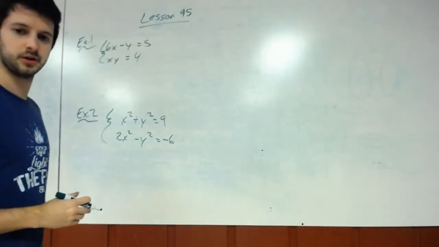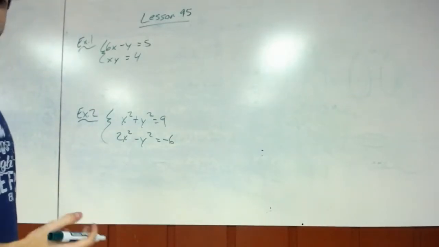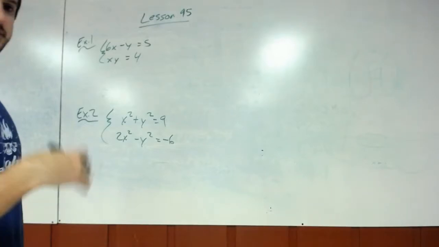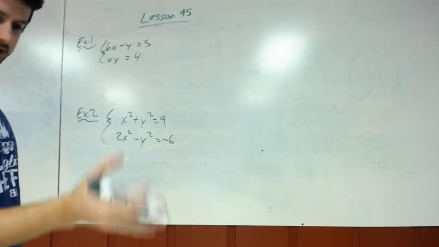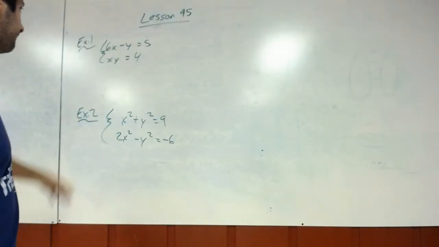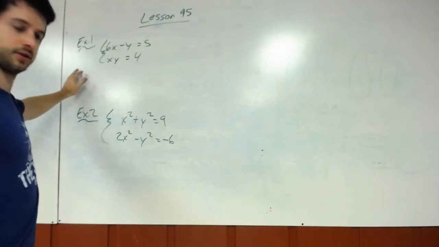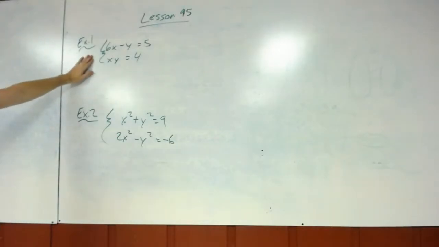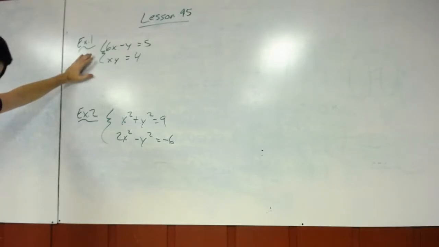We're going to look at a couple more examples of nonlinear systems in lesson 95. If you want to see how they look graphed, you can look in the lesson. But we're going to talk about the algebra side of it right now. Example 1 gives us what would look to be a substitution or elimination type problem.